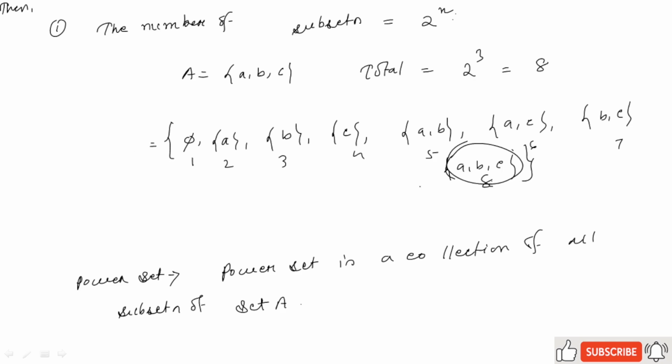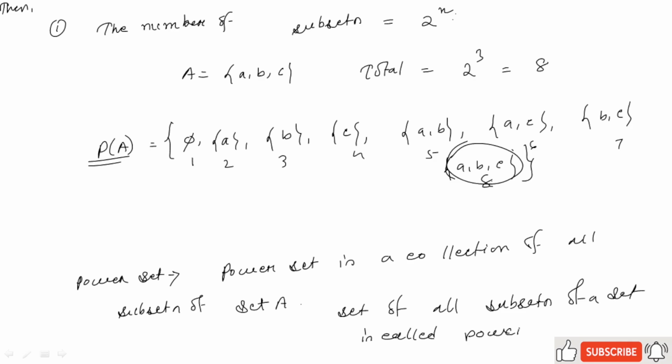That means, if we take here one bracket, then this set of subsets is called the power set, which is indicated like this way. Power set means set of all subsets. That means the set of all subsets of a set is called power set. I think you have understood. My definitions are very easy. We have used very easy and simple definitions for your understanding.